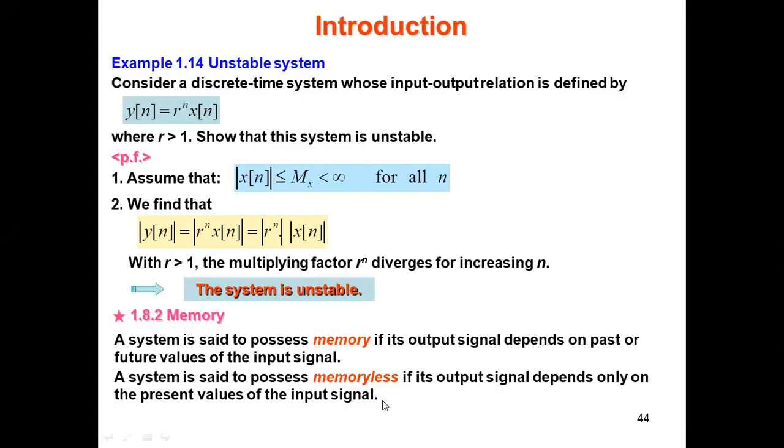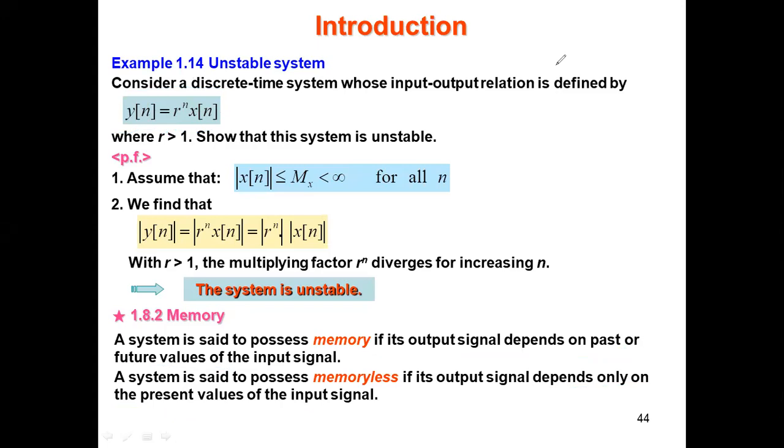Now the second classification, by the way, is memory. A system is said to possess memory if its output signal depends on past or future values. If the output depends only on the present value, then the system is memoryless. Now see here, for this particular case, is output y of n decided on the previous values of x of n? No, it depends only on x of n.